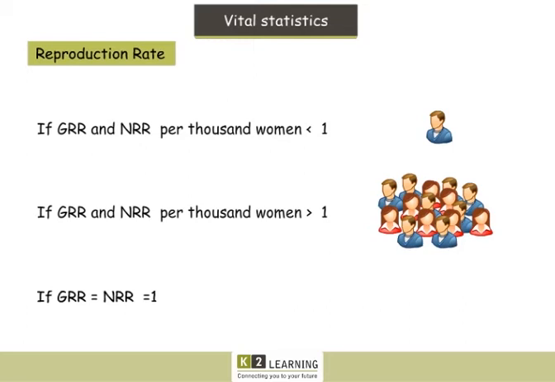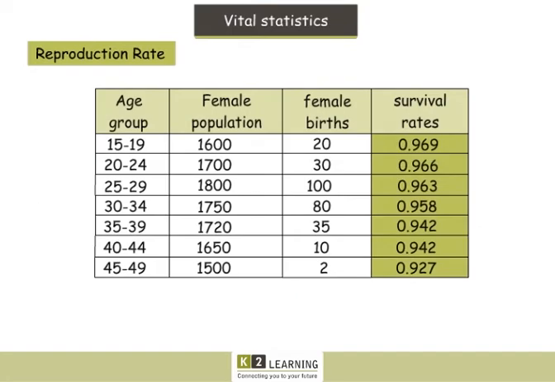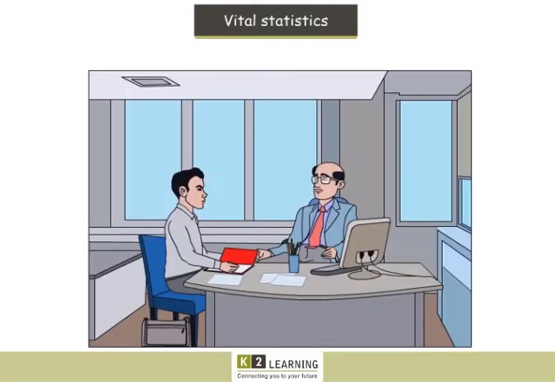If NRR and GRR are exactly equal to 1, it indicates that a group of newly born females will exactly replace itself in the new generation and the population will be constant. This data shows the NRR rate is less than 1 and hence the population is decreasing. Exactly, this is about fertility.